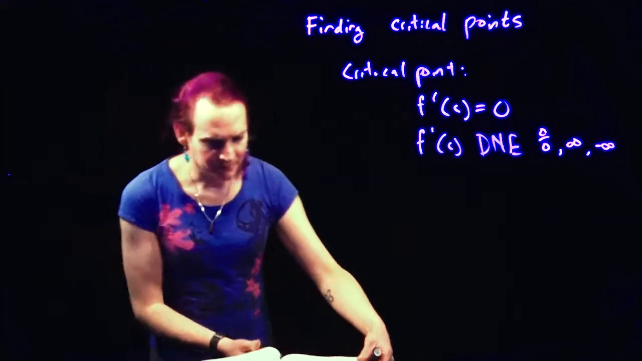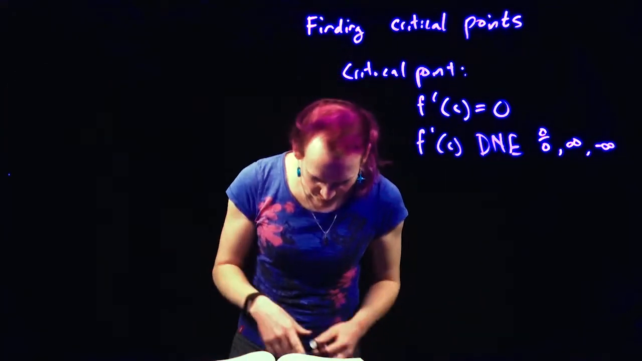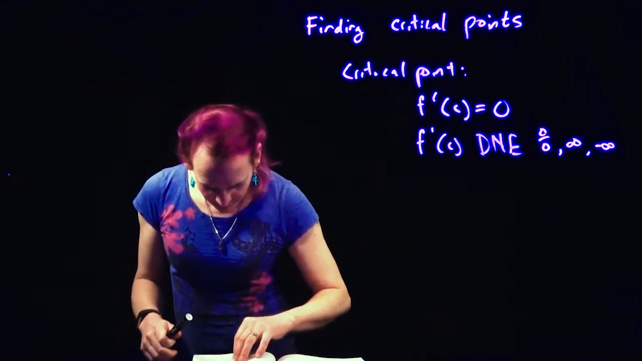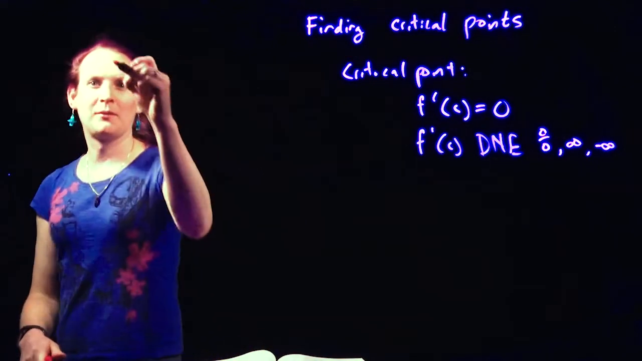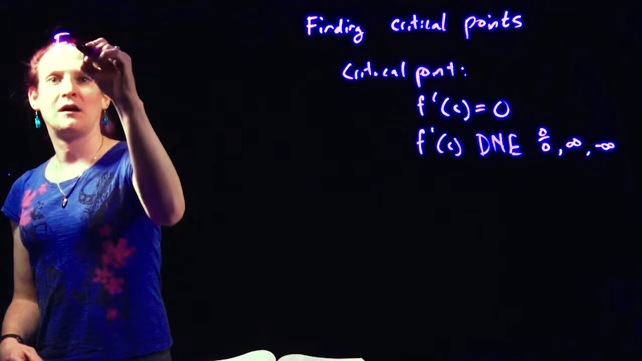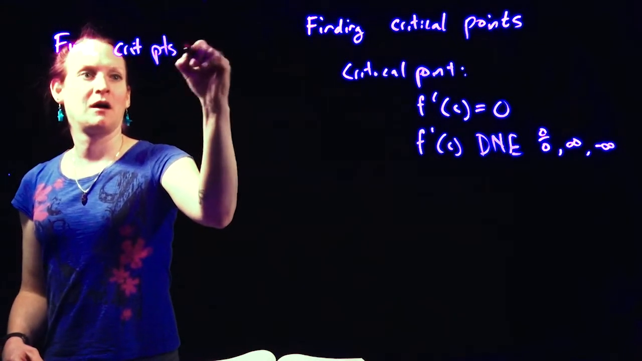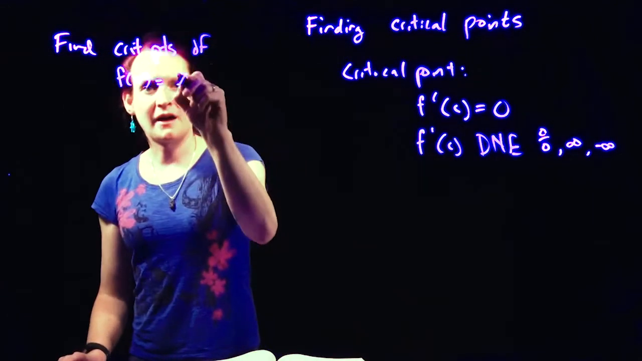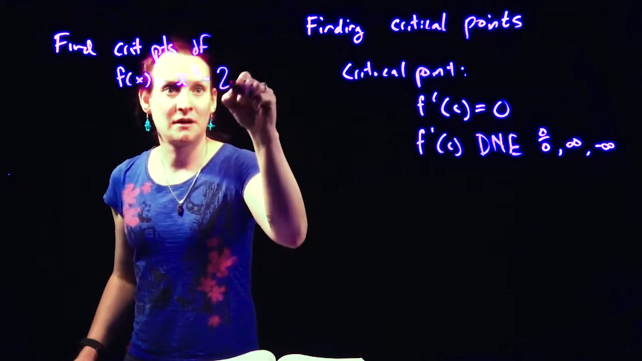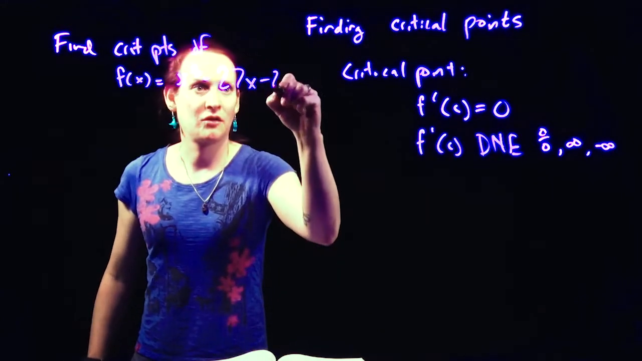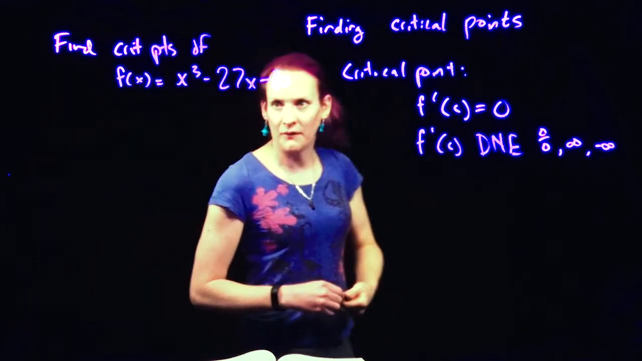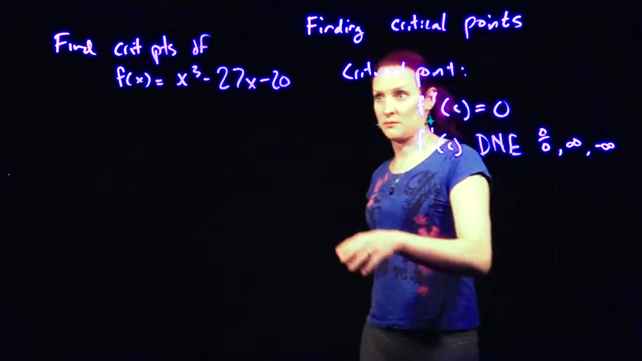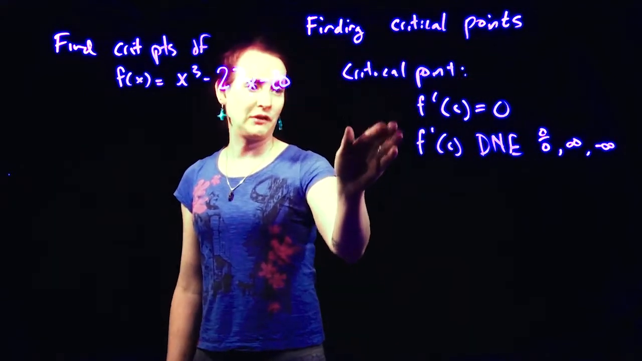I'm shamelessly using my book because I want to write down the functions correctly. Okay, let's first work on the problem where we want to find the critical points of f of x equals, I'm going to write down this polynomial, x cubed minus 27 x minus 20. We want to find the critical points of this cubic polynomial. Critical points are these two places right here.